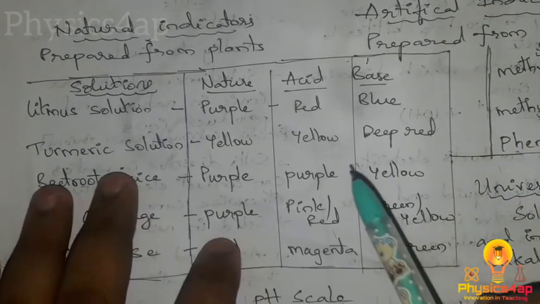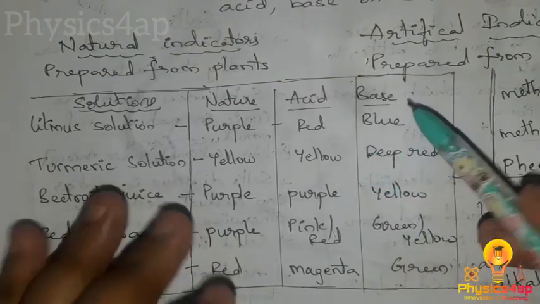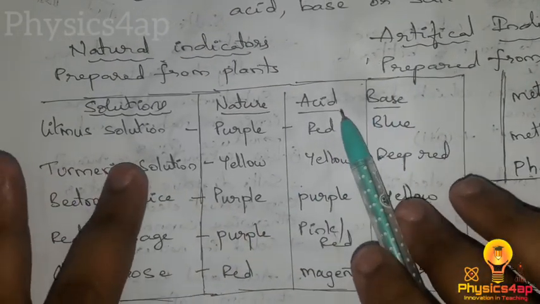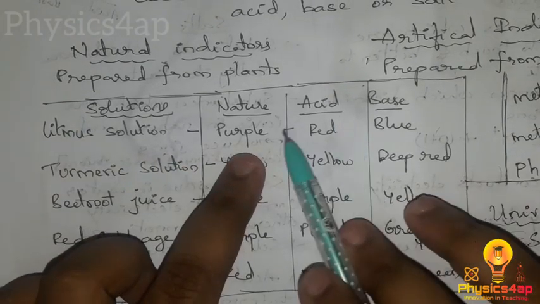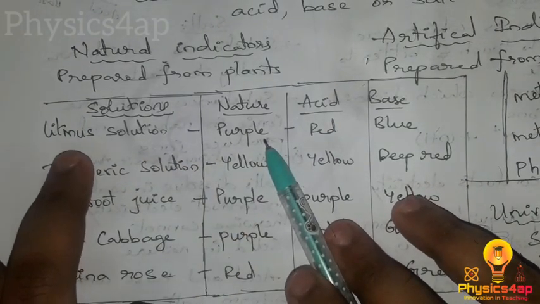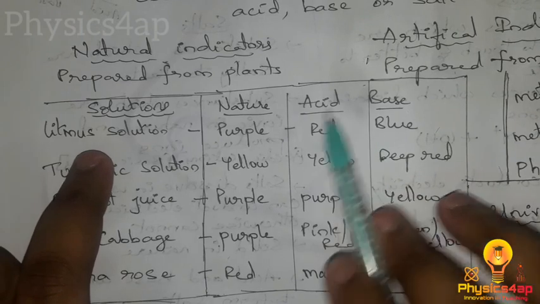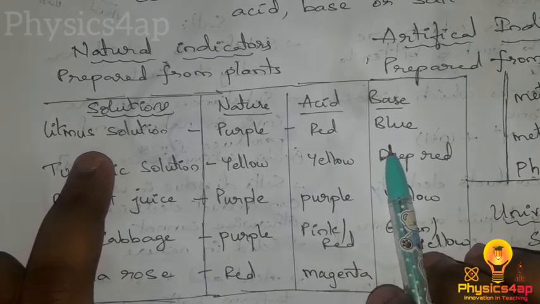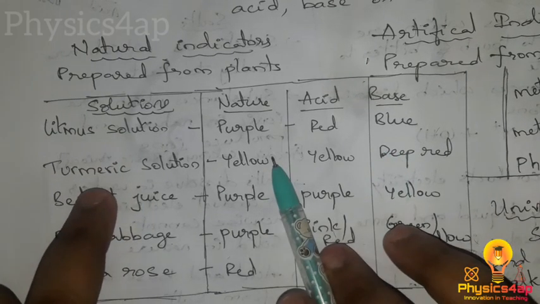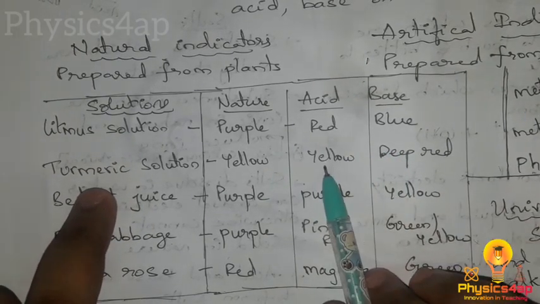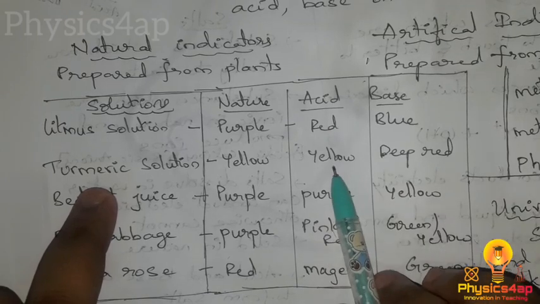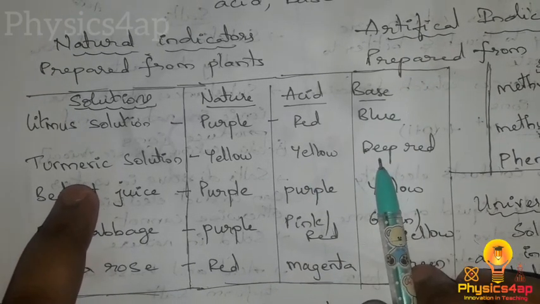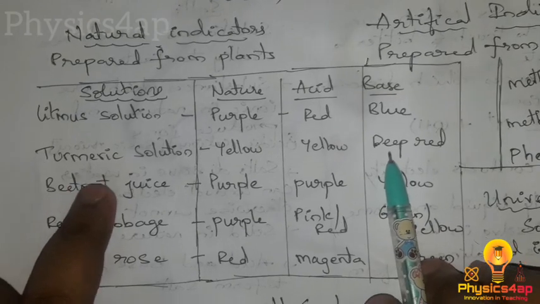Now let us see the color of the acid and base when we mix these solutions. As litmus is purple, when we mix an acid into the litmus solution it becomes red, and bases turn it blue. In turmeric solution, acids show yellow, that means no change, but in bases it becomes deep red.